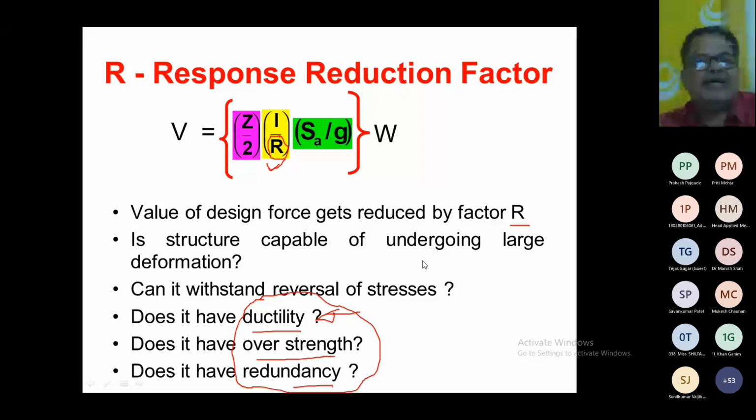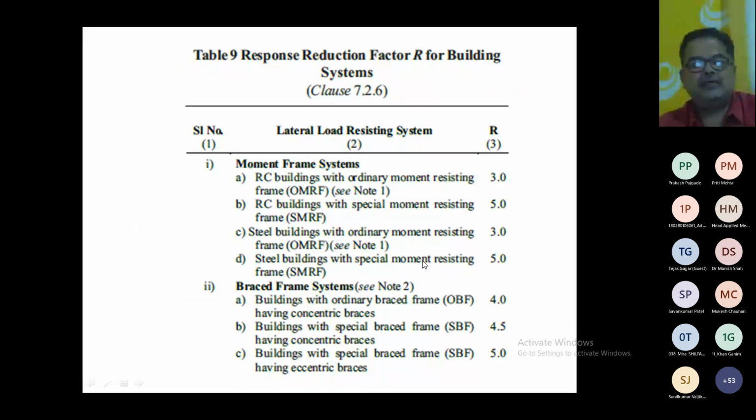Now the IS code has given different values of R, right? For example, moment frame systems. First is an RC building with the ordinary moment resisting frame, OMRF, right?